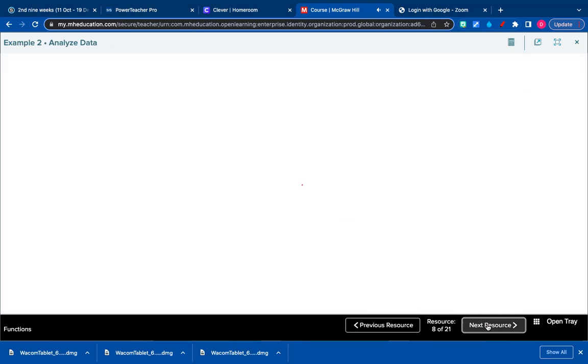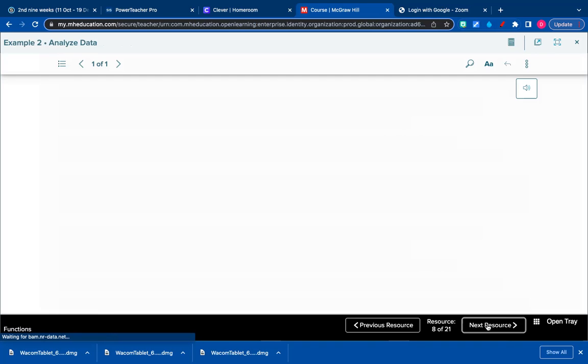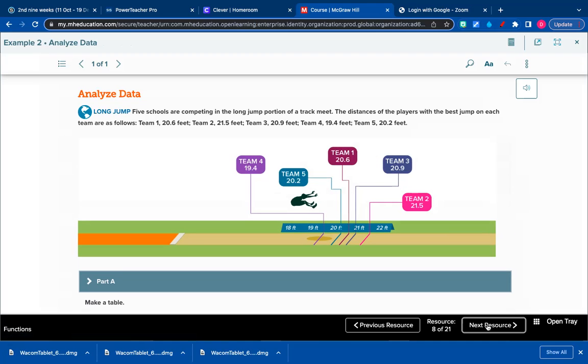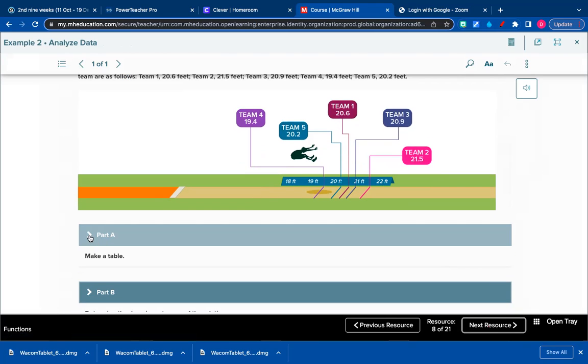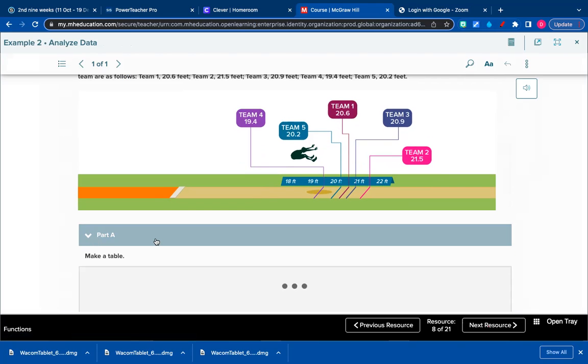All right. Let's look at another example. Five schools are competing in the long jump portion of a track meet. The distances of the players with the best jump on each team are as follows. Team 1 jumped 20.6 feet. Team 2 jumped 21.5 feet. Well, we can look down here and see how far everybody jumped. Great. So in part A, we want to make a table to represent all these values. So let's do that. Let's make a table.